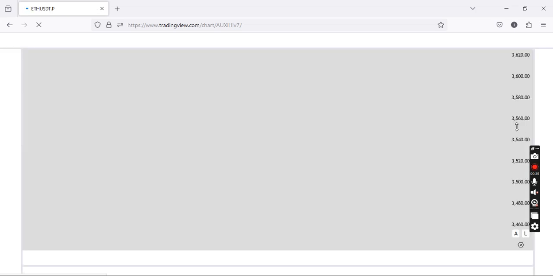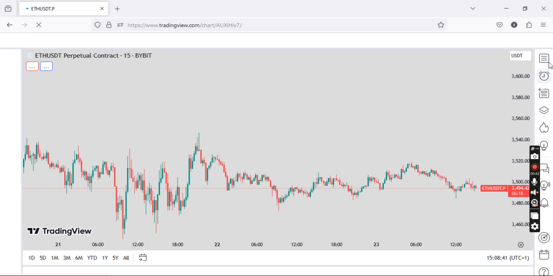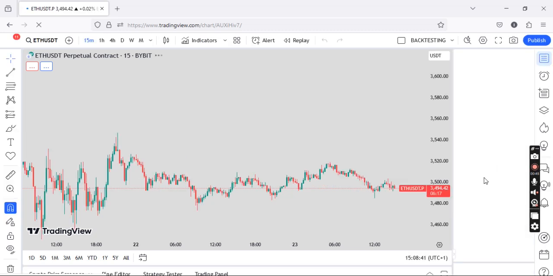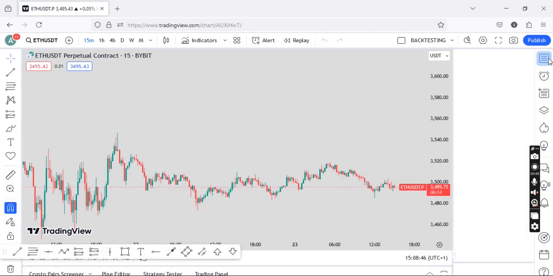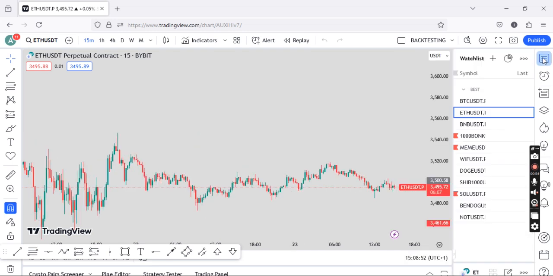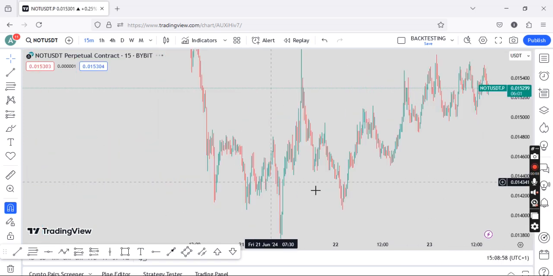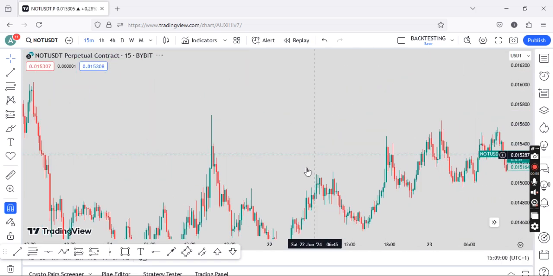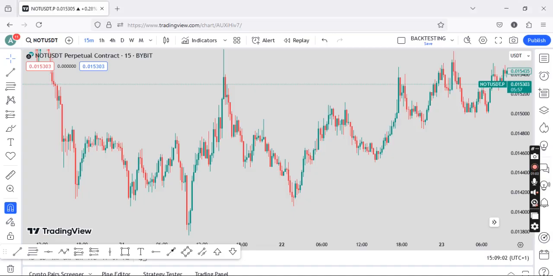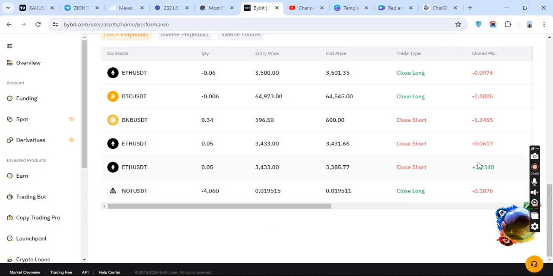Notcoin, I'm actually not sure that chart is still available, guys, but let's just check it out. It's still loading. Alright, so Notcoin, I can't tell where I took the trade, but I know that it was a break-even trade because I really don't want to go through that trade.